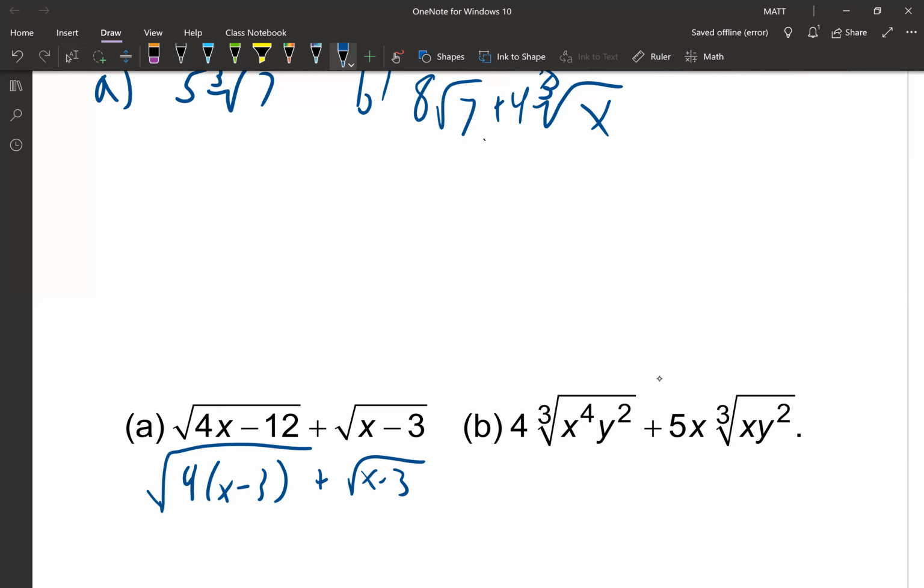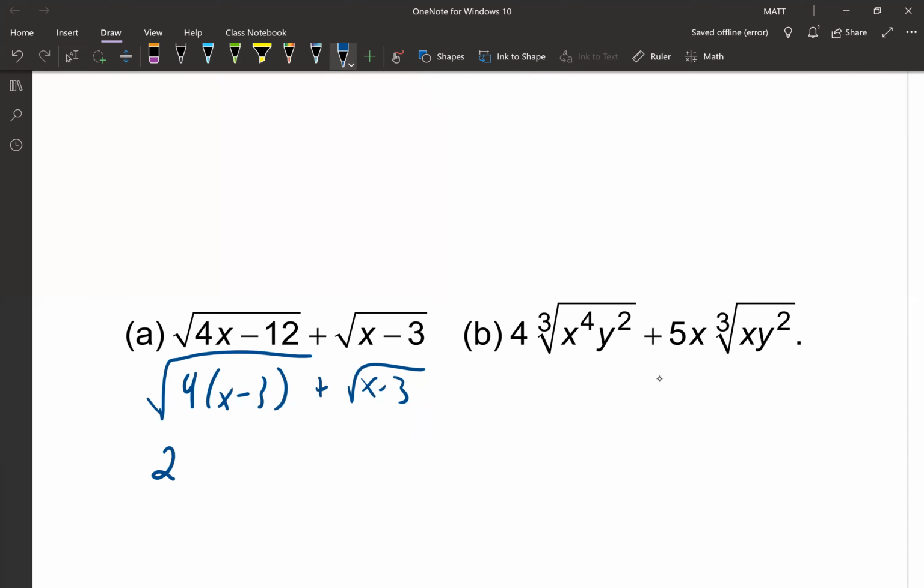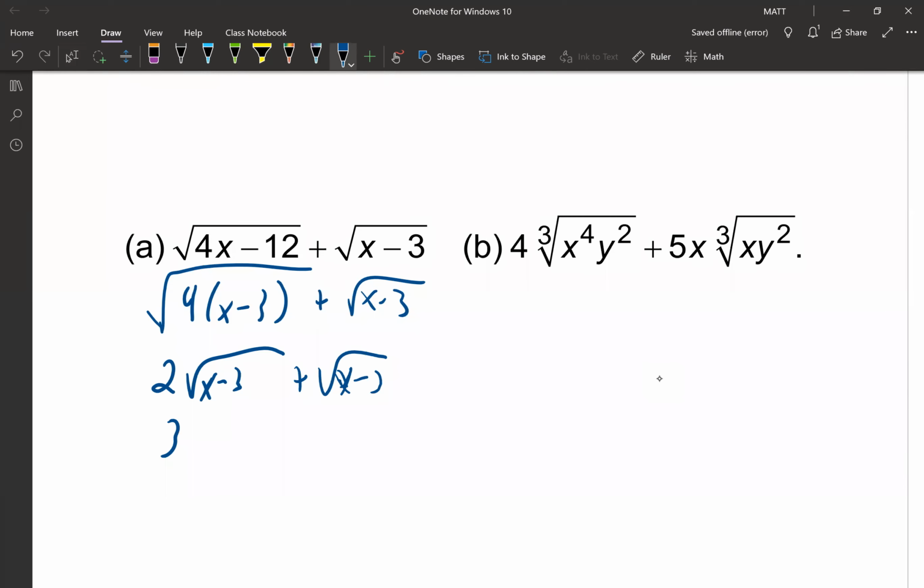And notice that we have a problem here, though. We have the square root of 4. Well, the square root of 4 is just 2, right? So this is the same thing as saying, well, we have 2 square root of x minus 3. And we're adding to that the square root of x minus 3. Right? Well, we can just combine those together, and that just means that we have 3 square roots of x minus 3.